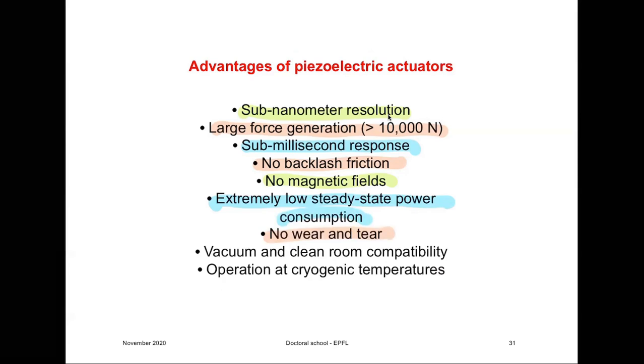Also a very important consideration is that they are vacuum and clean room compatible. Many hydraulic and other types of actuators would contaminate vacuum and clean rooms where you require very high purity, because they let particles have liquids and so on. And finally, they can be operated at cryogenic temperatures where those that have moving parts or hydraulic ones would not operate.